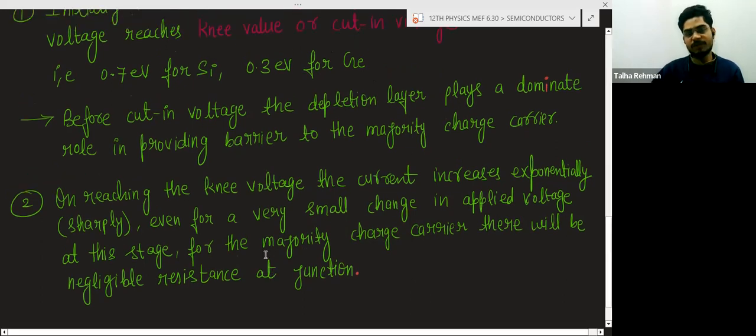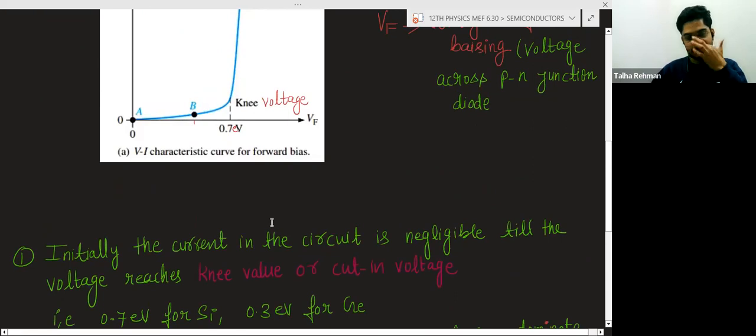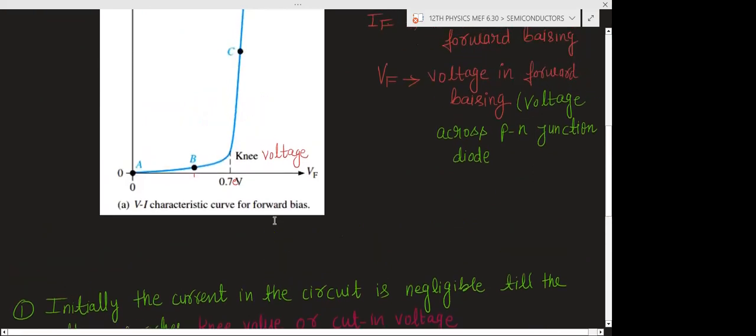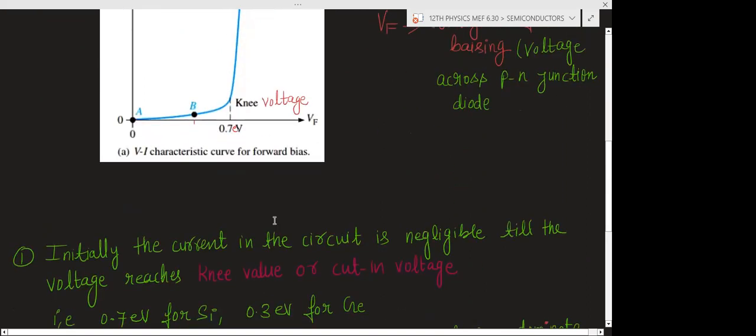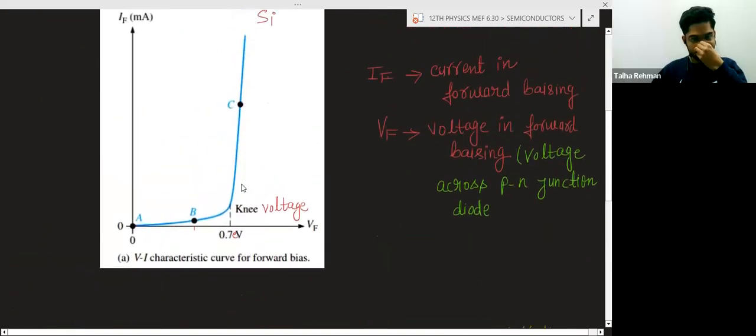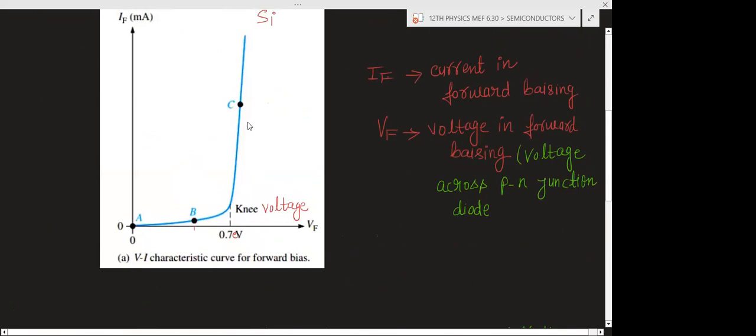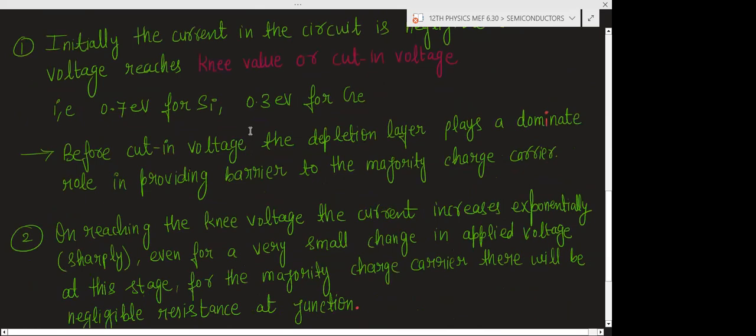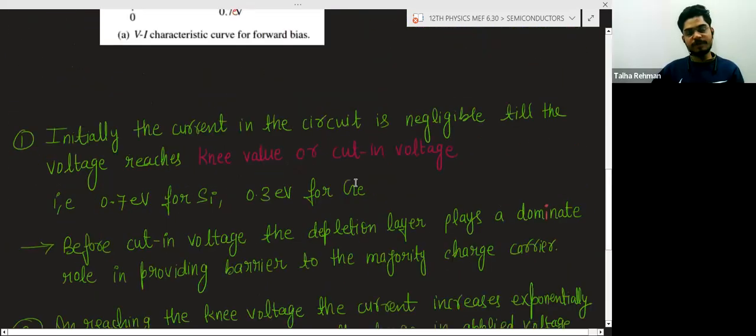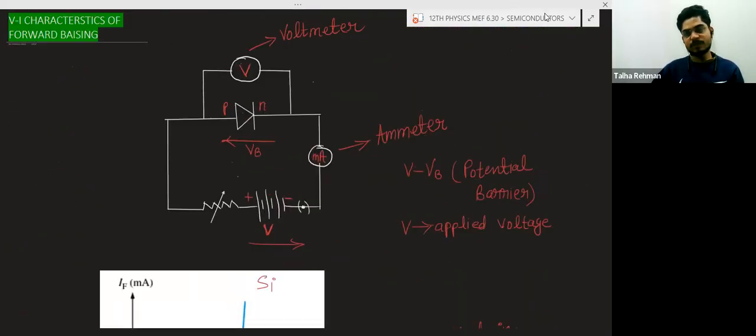I already told you what will happen when the potential barrier decreases. But here, the potential barrier will become zero. That is why the current is increasing very sharply. So these are the characteristics of forward biasing. Now we will discuss the characteristics of reverse biasing.